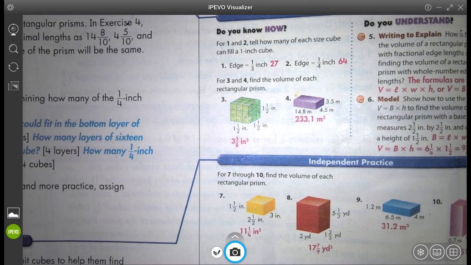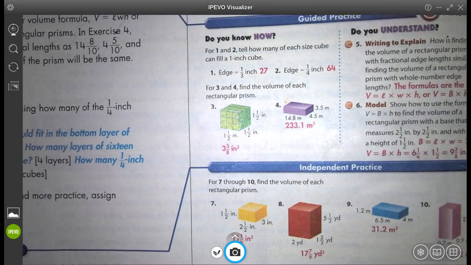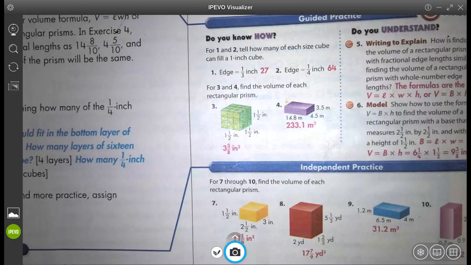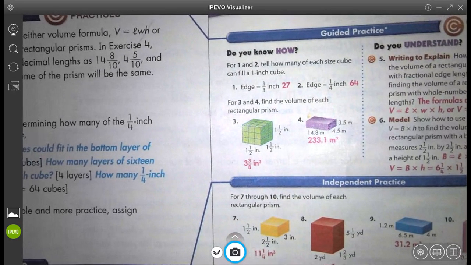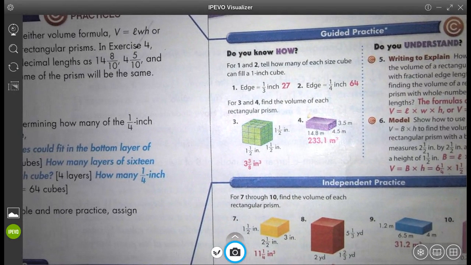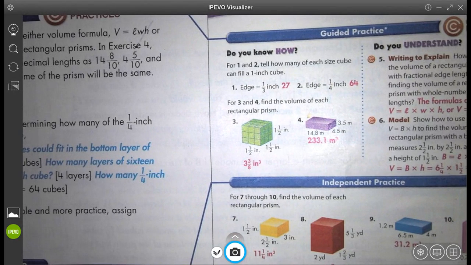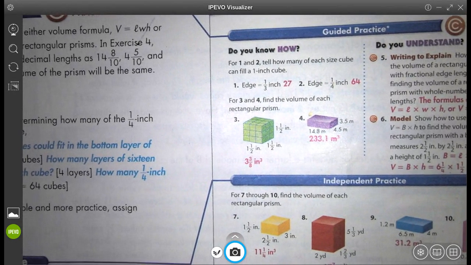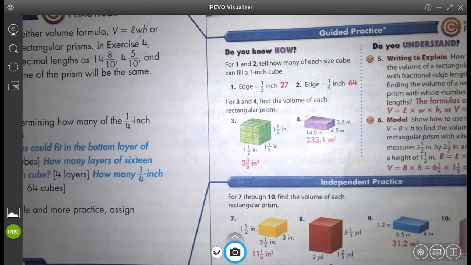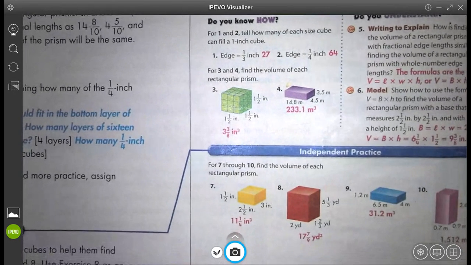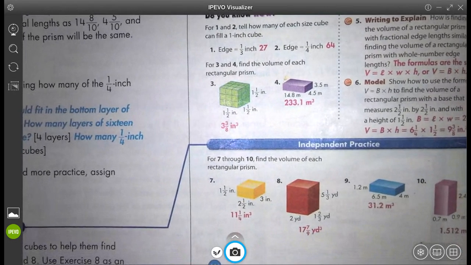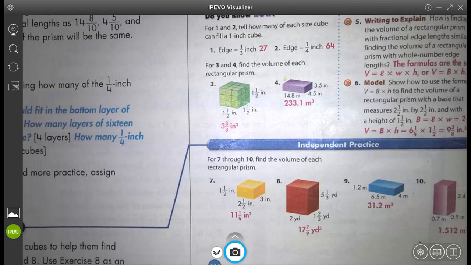The answer to number one is 27. Number two is 64. Number three is 3 and 3/8 inches cubed. So we get that by multiplying length times width times height. Number four is 233 and 1/10. If you look down here, number seven is 11 and 1/4. Number eight is 17 and 7/9.